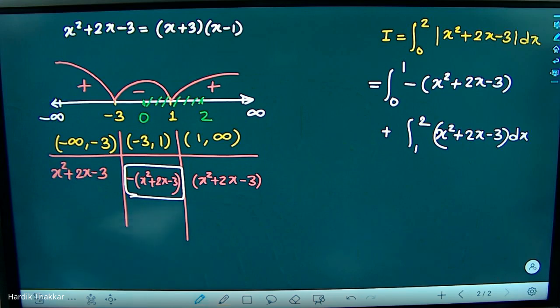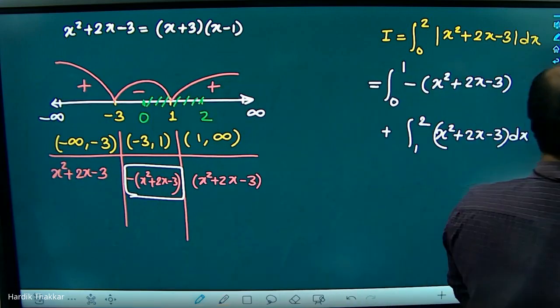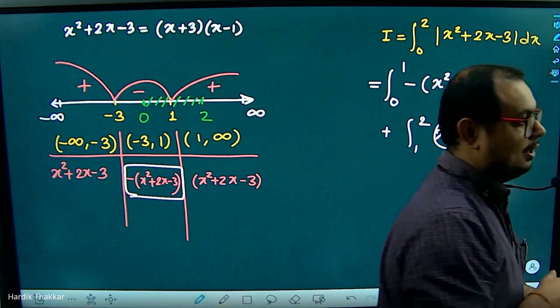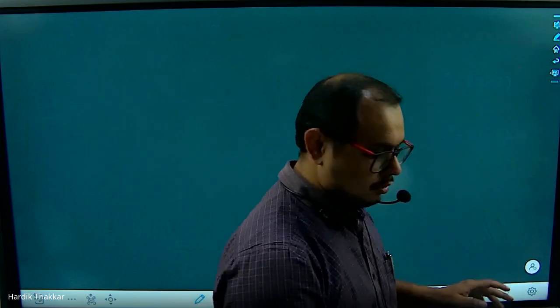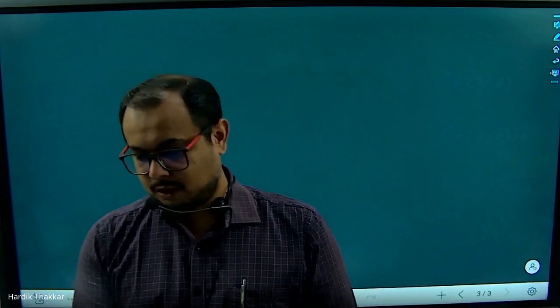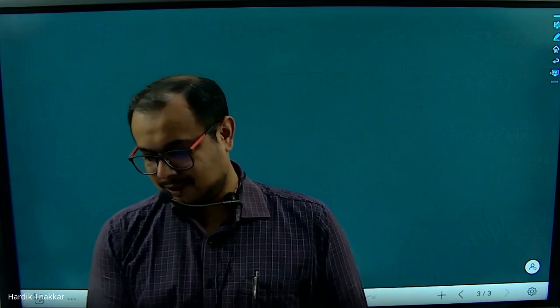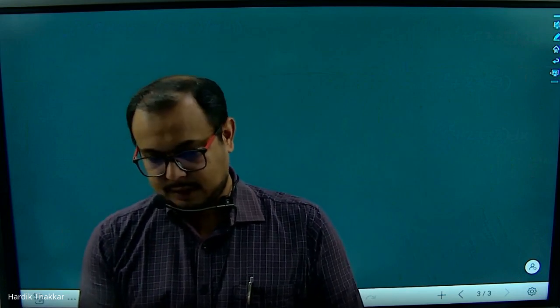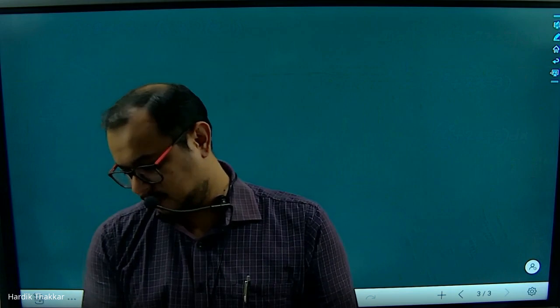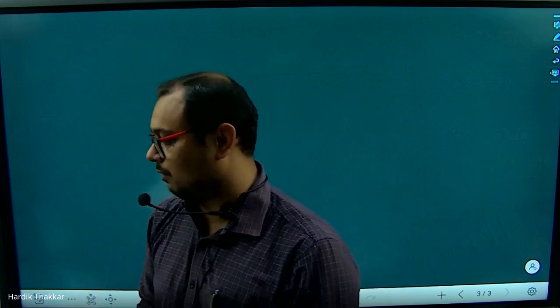Okay, so let's start with questions based on greatest integer function. So for that just open the book, open the page number, that is page number 431, page number 431.